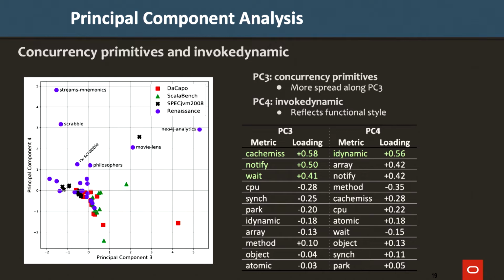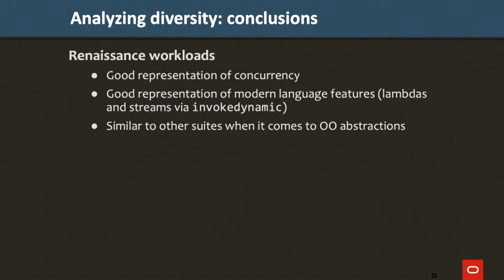Now for principal components 3 and 4, number 3 is concurrency primitives too, the cache miss rate and wait and notify. And those are a bit more spread in Renaissance, and also invoke dynamic is much more spread. This is principal component 4 in the y-axis. So as a summary for the diversity of the benchmarks, we have a good representation of concurrency, and we have a good representation of modern language features, so lambda, streams, etc. And when it comes to object orientation, we can come to the conclusion that it's similar to the other suites.